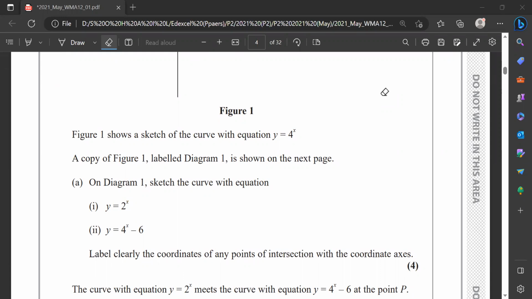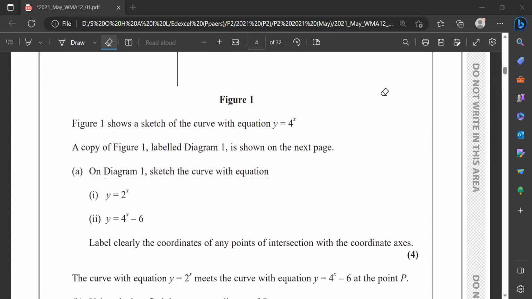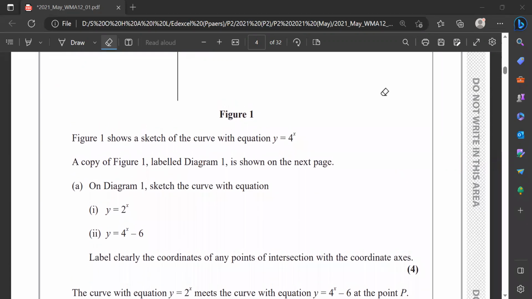Part A. On diagram 1, sketch the curve with the equation y equals 2 to the power x, first part, and second part, y equals 4 to the power x minus 6. So label clearly the coordinates of any points of intersection with the coordinate axes.